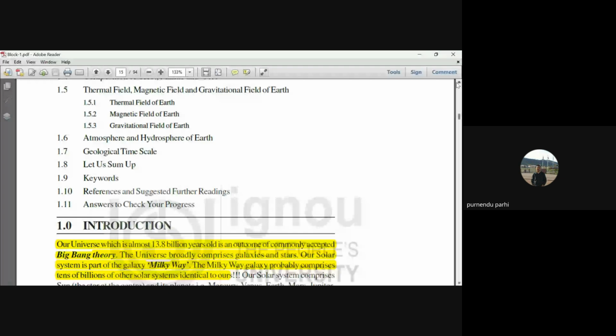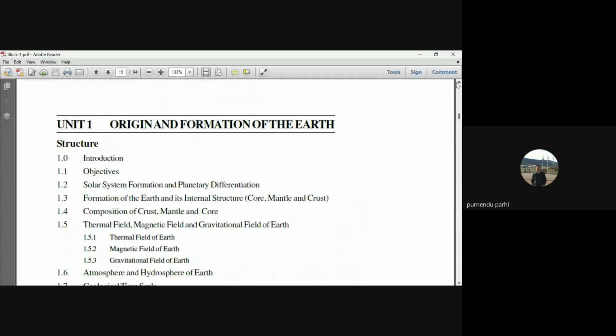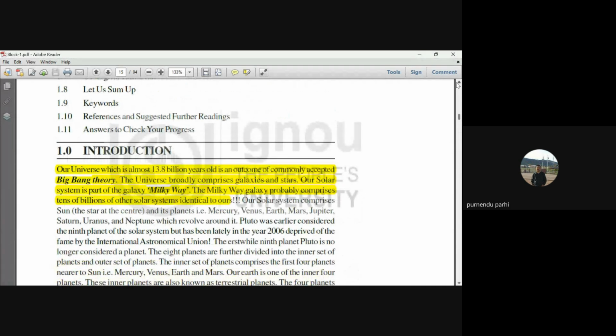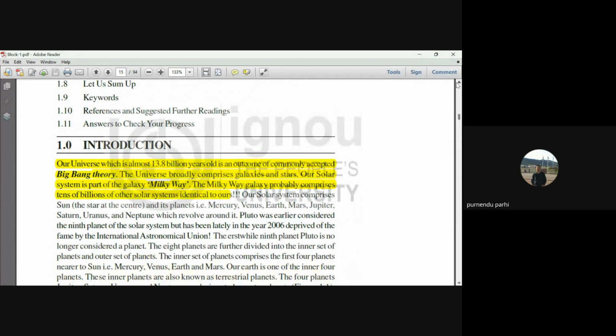Coming to unit 1, it talks about the origin and formation of the earth, how this earth formed. Our universe, which is almost 13.8 billion years old, is an outcome of the commonly accepted Big Bang theory. The universe broadly comprises galaxies and stars. Our solar system, which consists of the Earth and all other planets, is part of the galaxy Milky Way.